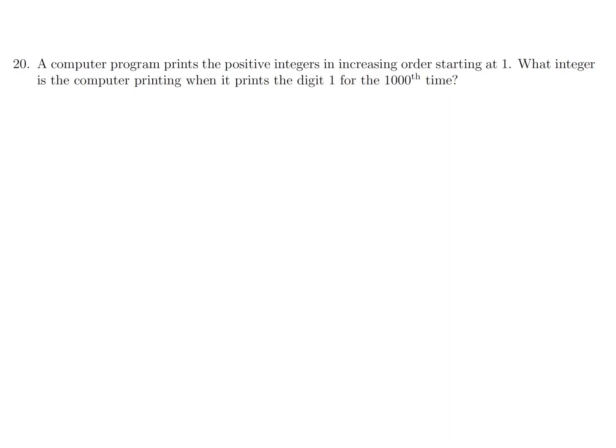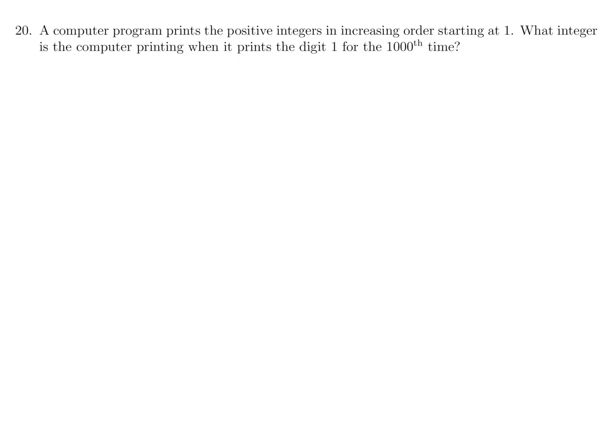A computer program prints the positive integers in increasing order starting at 1. What integer is the computer printing when it prints the digit 1 for the 1000th time? So we need to make a table here and keep a tally. When you print integers 1 through 9, let's see, the number of ones, we'll keep a tally there. The number of ones is just 1. The 1 only appears once.